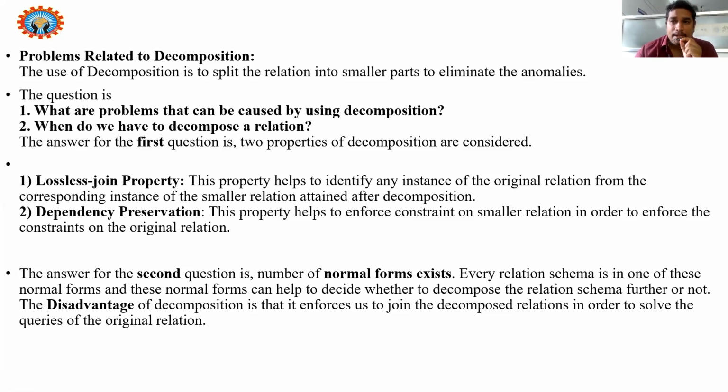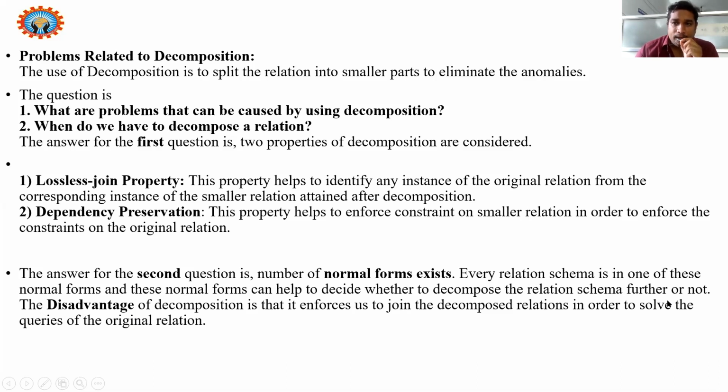Dependency preservation is a process of checking whether any loss has happened in your original relation; by means of these two properties you will get the original relation. Okay, and the second one is, when do we have to decompose a relation? We have normal forms. Every relation schema is in one of these normal forms, and these normal forms help to decide whether to decompose the relation schema further or not.